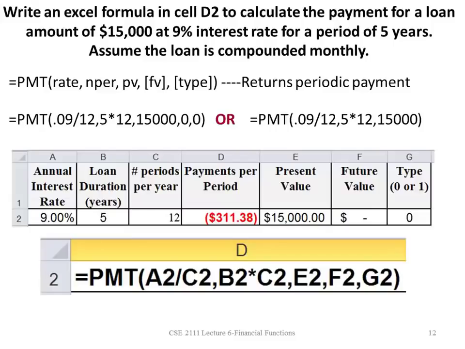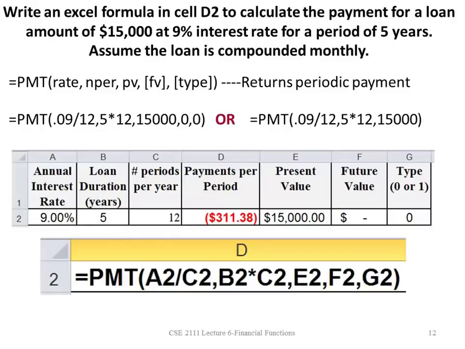Now, sometimes you will hard code these, but many times I'm going to have you set up a spreadsheet and then type in cell references. So if you notice here, I have my spreadsheet set up very nicely. So I can plug in any values, change any numbers, and put the function in. So in this case, I am calculating, or I want to find the payments per period, which is in cell D2. So I have the payment function, and now I'm just plugging in the cell references.